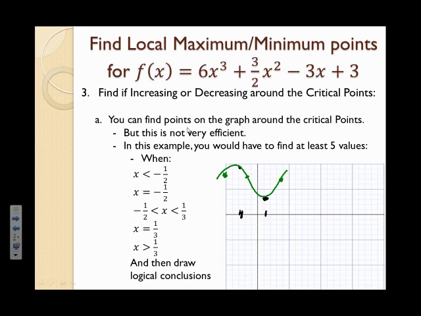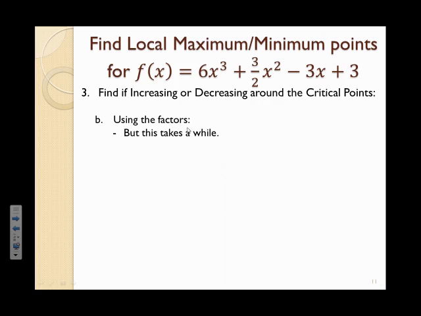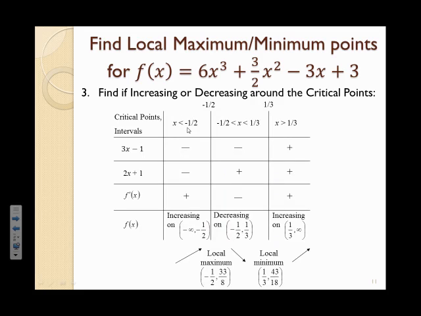You can do it if you wish. The other way is to use the factors. The book uses this, but it also takes a while. So you're welcome to use it, but there's easier ways. With this, what they're saying is, again, we have critical points at minus 1/2 and at 1/3. And if we look at the intervals before that, between those two, and greater than the last one. But if you take the factors, when we factored the first derivative, we had 3x minus 1 times 2x plus 1.